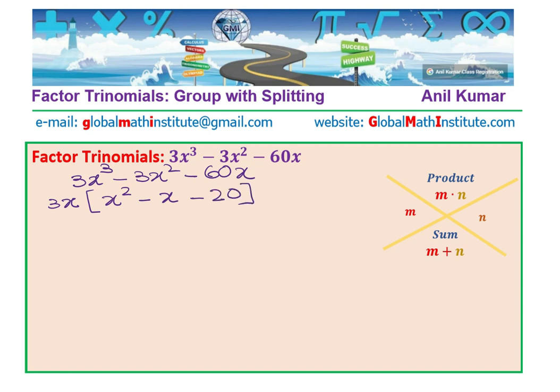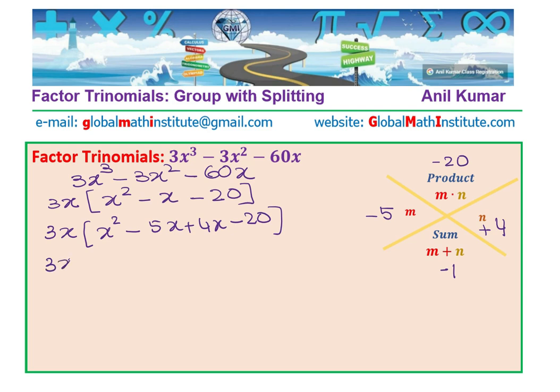Now here we have a leading coefficient of 1 and the product should be minus 20. Sum should be minus 1. Bigger number is negative, smaller number is positive. And the numbers are 5 times 4. So minus 5 times plus 4, makes sense, right? So we are left with x squared. We'll write this as minus 5x plus 4x minus 20, right?